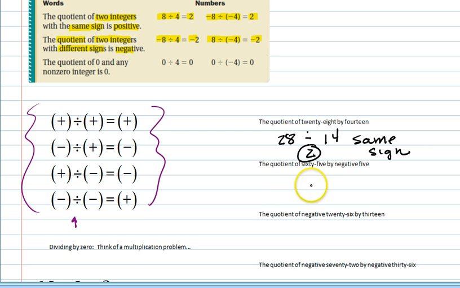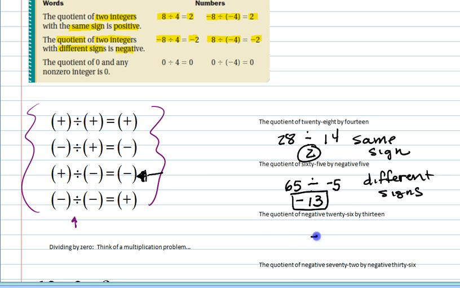Now in the second example, I have the quotient of 65 by -5. I'm going to go ahead and do my division, and I get 13. 5 goes into 65 13 times. If I look at my signs, I have different signs. And when I have different signs, so I'm looking at this rule here, my quotient is negative, so it's -13.